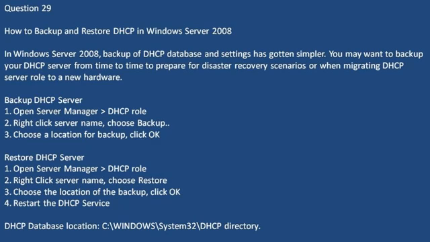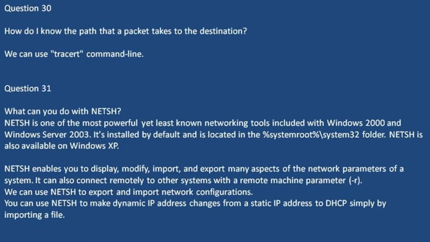Backup DHCP server: 1. Open Server Manager > DHCP role. 2. Right-click the server name. Choose Backup. 3. Choose a location for the backup. Click OK. Restore DHCP server: 1. Open Server Manager > DHCP role. 2. Right-click the server name. Choose Restore. 3. Choose the location of the backup. Click OK. 4. Restart the DHCP service. DHCP database location: C:\Windows\System32\dhcp directory.